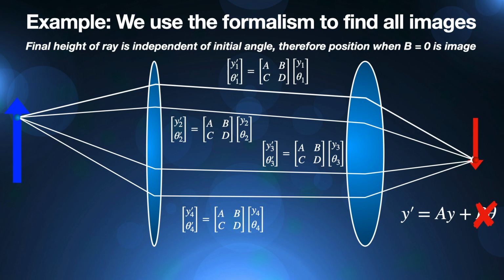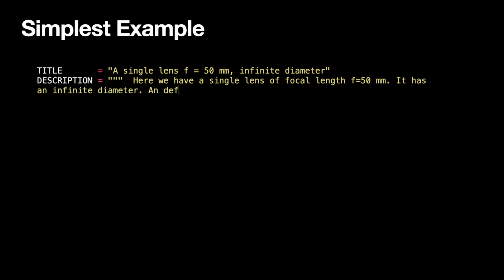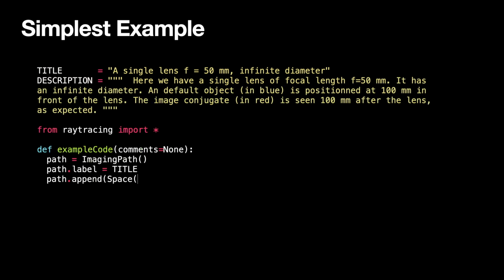Let's look at it. So the simplest example we can do is a single lens with an infinite diameter.